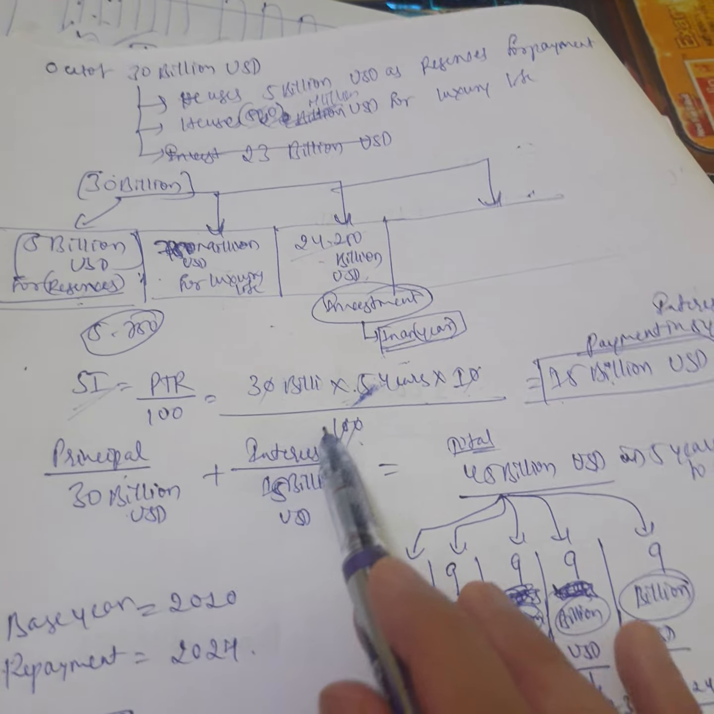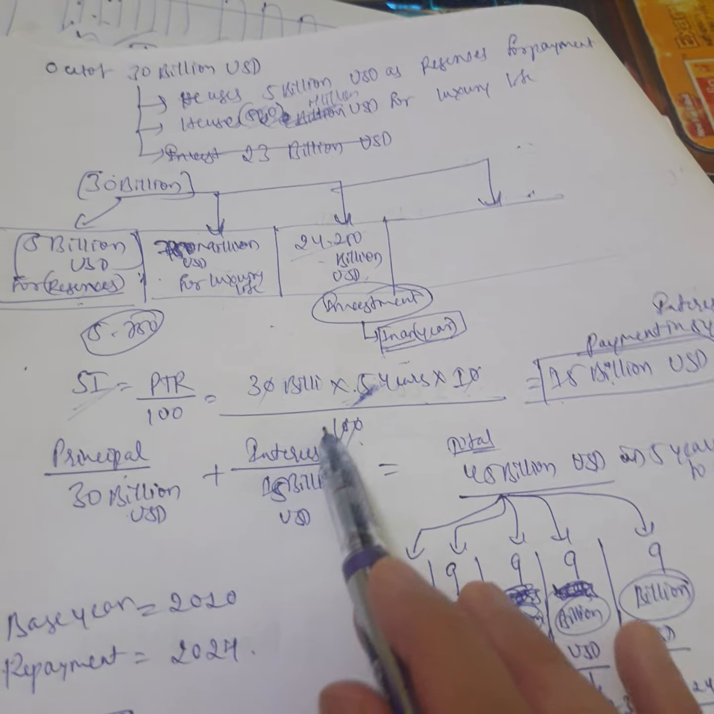The base year is 2020 and the repayment ends in 2024: 2020, 2021, 2022, 2023, 2024. One, two, three, four, five. In 5 installments he has to do it.